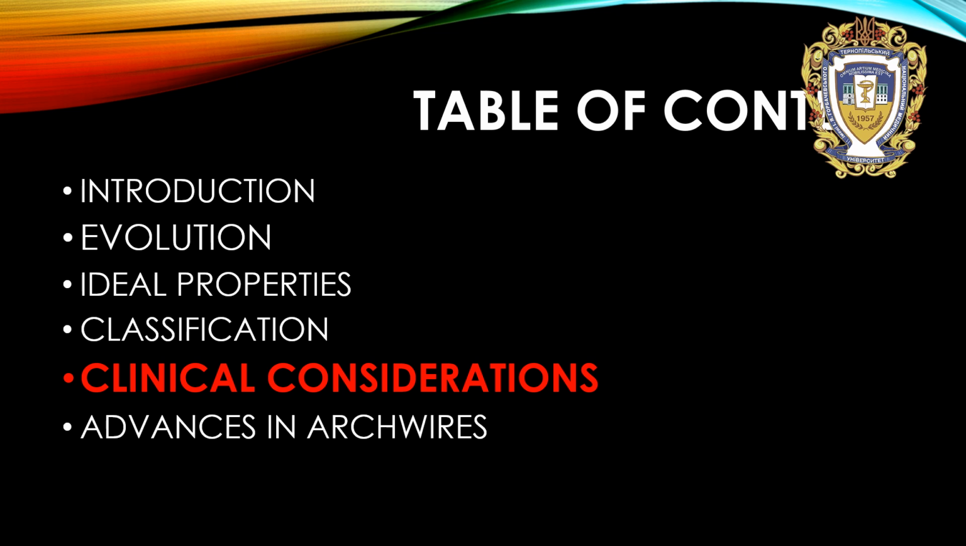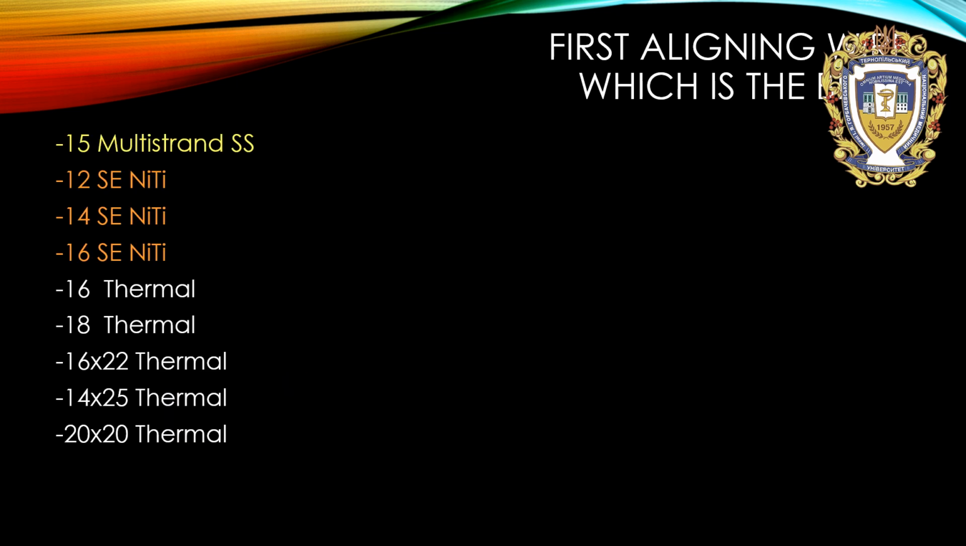Now about clinical considerations. First, the aligning wire: which is the best for the initial stage of orthodontic treatment? It would be the 0.015 multi-strand stainless steel or 0.012 superelastic NiTi, or next archwires.